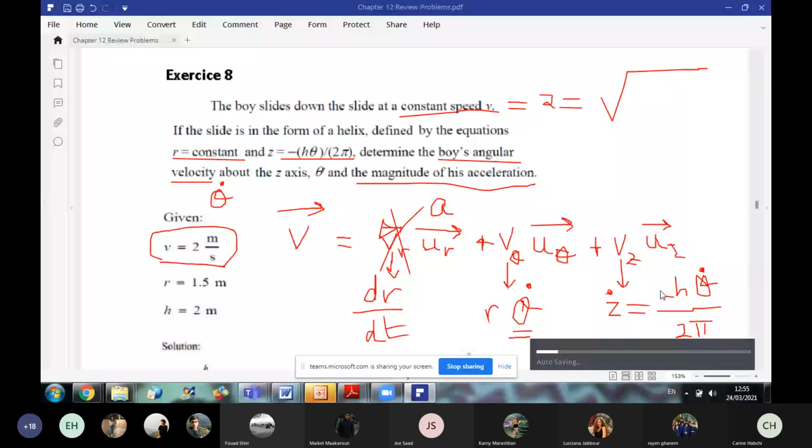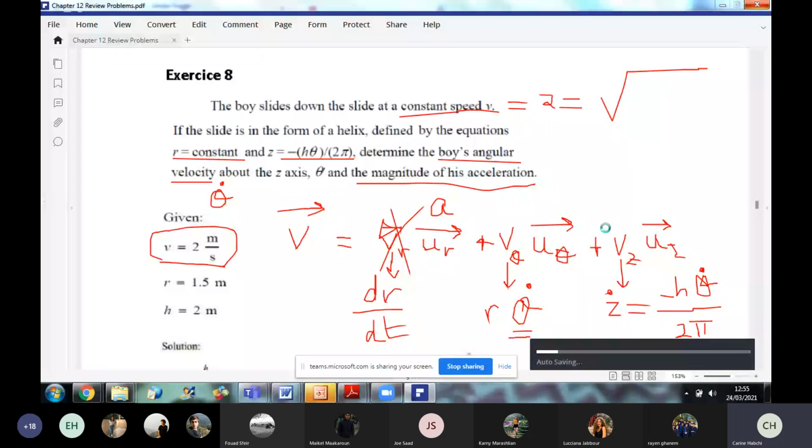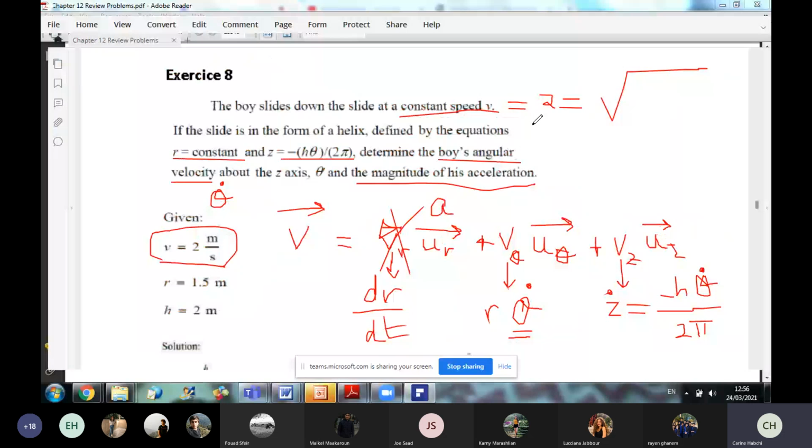So we just have to replace v theta and vz by their values. Okay, v theta is r theta dot. When we square it, it's r square theta dot square, and vz square is h square theta dot square over 4 pi square. So you can see here that you have in common theta dot square. So you can take it outside of the radical, and then you will end up with one equation with one unknown, because it will give you theta dot.